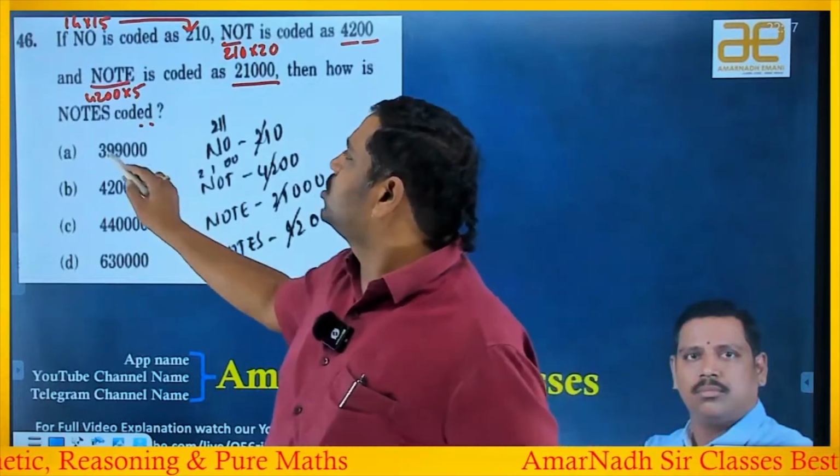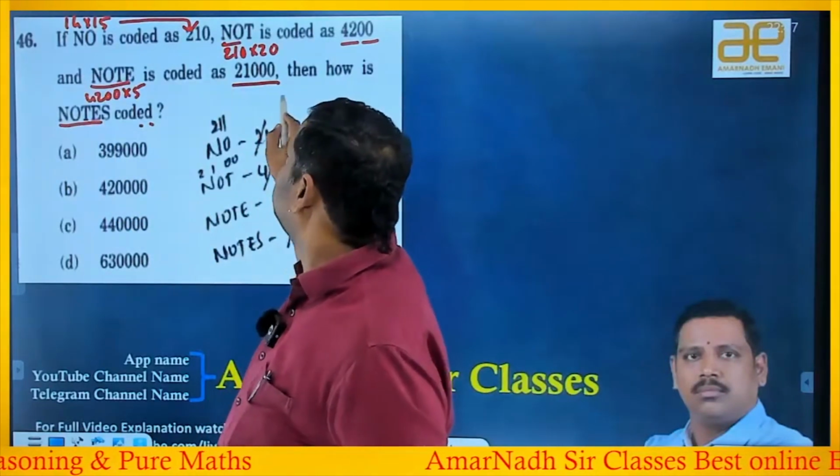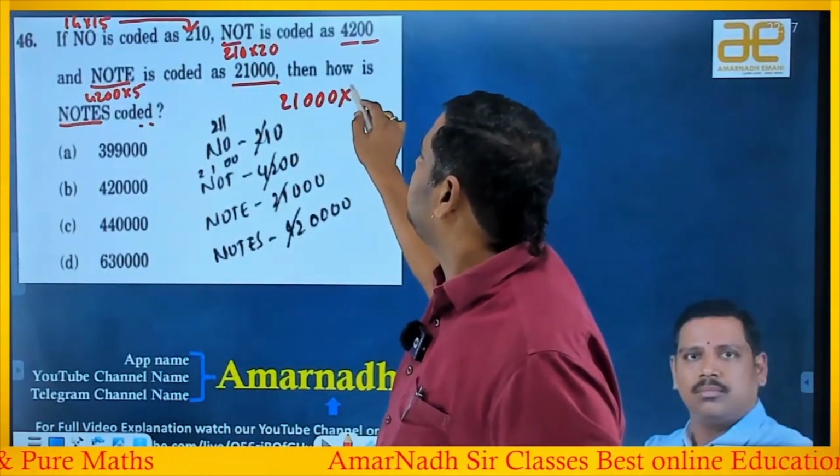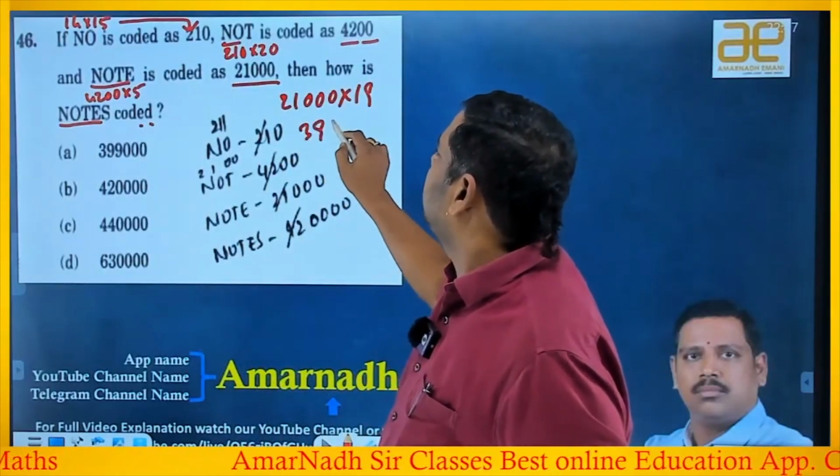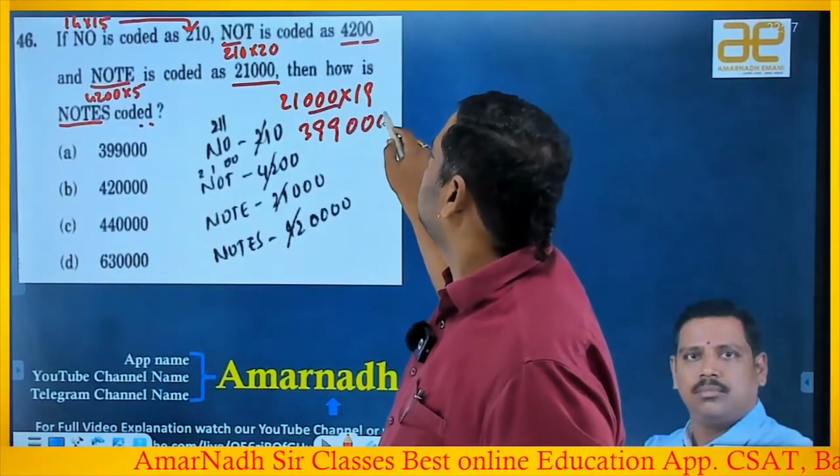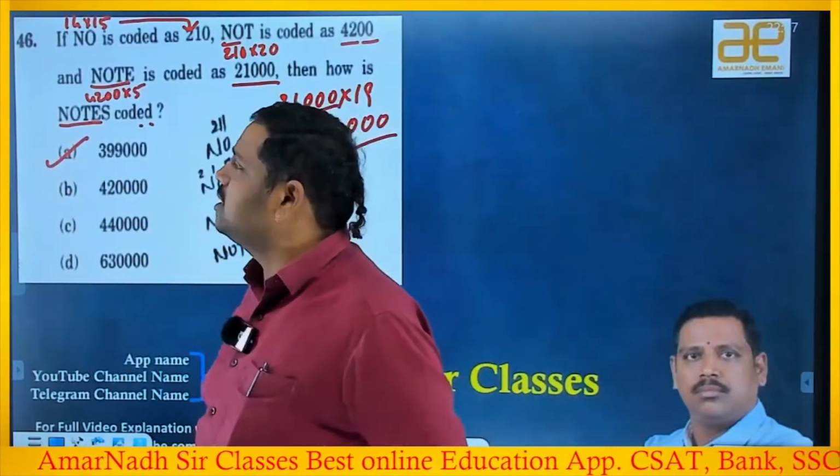Now the question is NOTES. You already calculated up to NOTE and got 21,000. S means 19. If you multiply, 21 nineteens are 399 with three other zeros. 399,000 is the answer, so the answer is A.